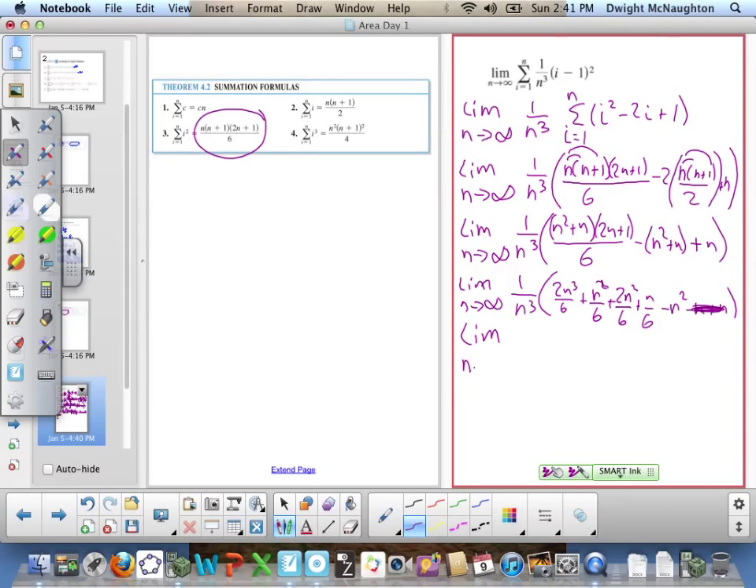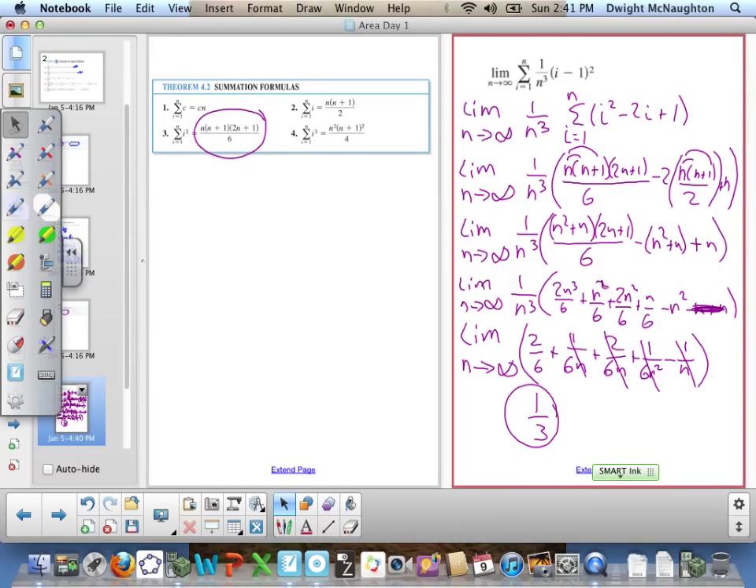So the limit as n approaches infinity of 2/6 plus 1 over 6n plus 2 over 6n plus 1 over 6n squared minus 1 over n. Now, each of these, as n approaches infinity, anytime you got infinity on the bottom of the fraction, it approaches 0. So this will approach 0, this, and this. They'll all approach 0, and we're left with 2/6, which is 1/3. So the limit as n approaches infinity of that summation is 1/3.